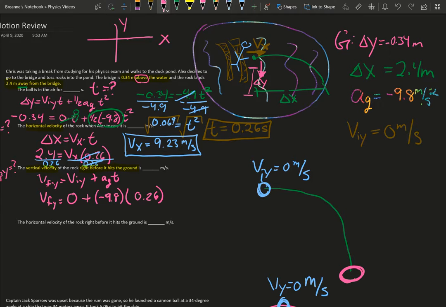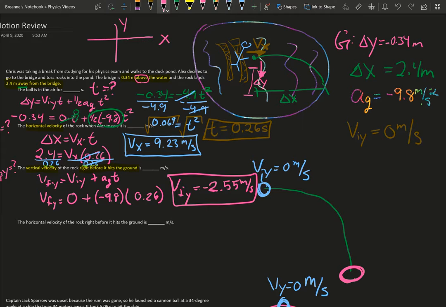All you have to do is multiply those two together, and you get that your final velocity, if you plug in negative 9.8 times 0.26, you get a negative 2.5, rounding, 5 meters per second. There you go. So that's your final velocity in the y.